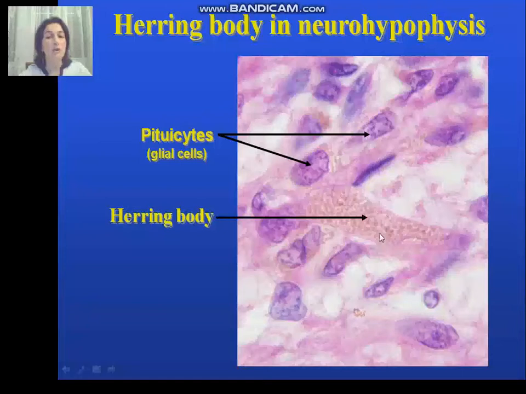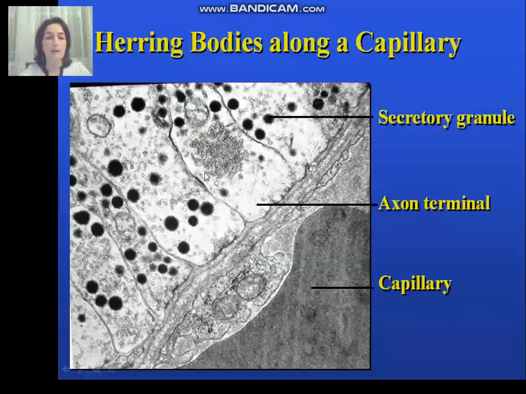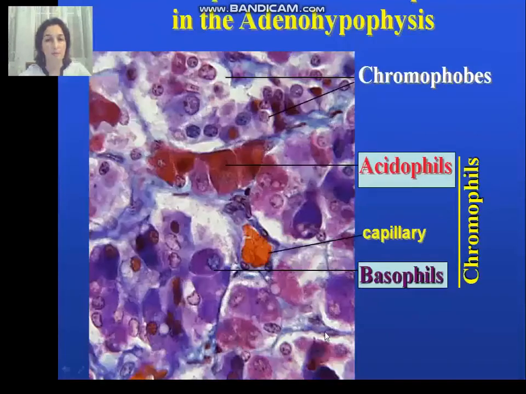The hormones are then released into the blood circulation through the wall of the capillaries present in the neurohypophysis. Here are Herring bodies in electron microscope representation: the terminals of axons, these dilatations, and here we are looking at the secretory vesicles, the secretory granules that contain those hormones. And that is the wall of the capillary, the endothelial cells. Through the wall of the capillaries, the hormones enter the blood circulation.